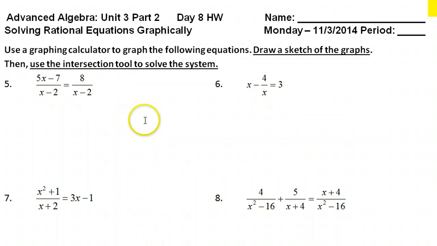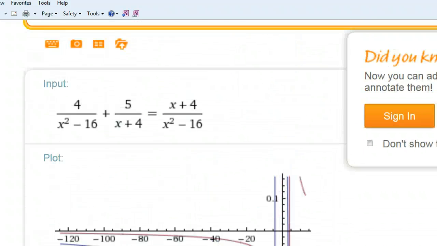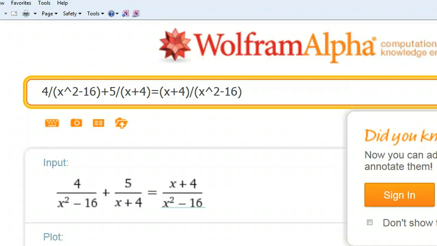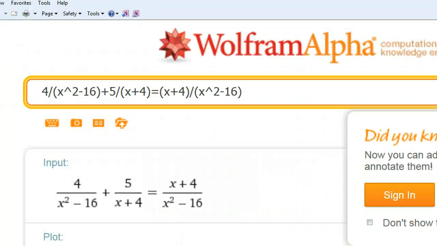WolframAlpha.com. And really the purpose of this is you're trying to do your homework and you don't have a graphing calculator. So I want to show you how to use WolframAlpha.com in order to solve these types of equations. But please understand that obviously you won't have a computer to take your test at school. So you're going to very much need to be able to solve equations using the TI-84. So make sure you can do that, but in the meantime, if you're at home and you don't have a graphing calculator, here's how you can do it using this website.